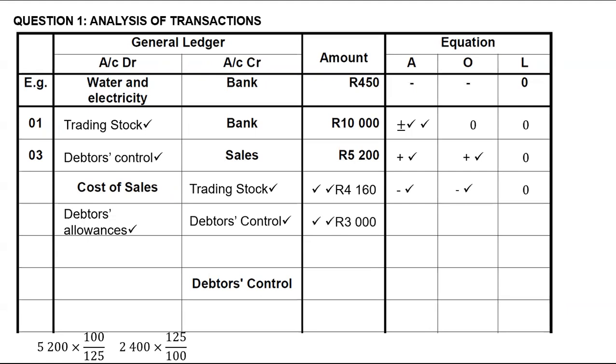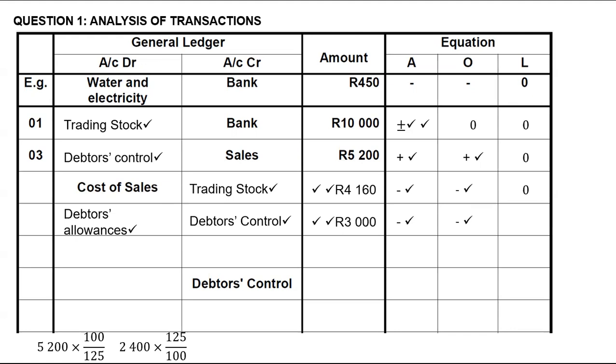Under assets you'll have minus, because debtors control is an asset and it's going down, and under owner's equity we have minus. Debtors allowances is a reduction of sales. Sales is income, therefore debtors allowances is sort of like an expense. So expenses will reduce owner's equity.